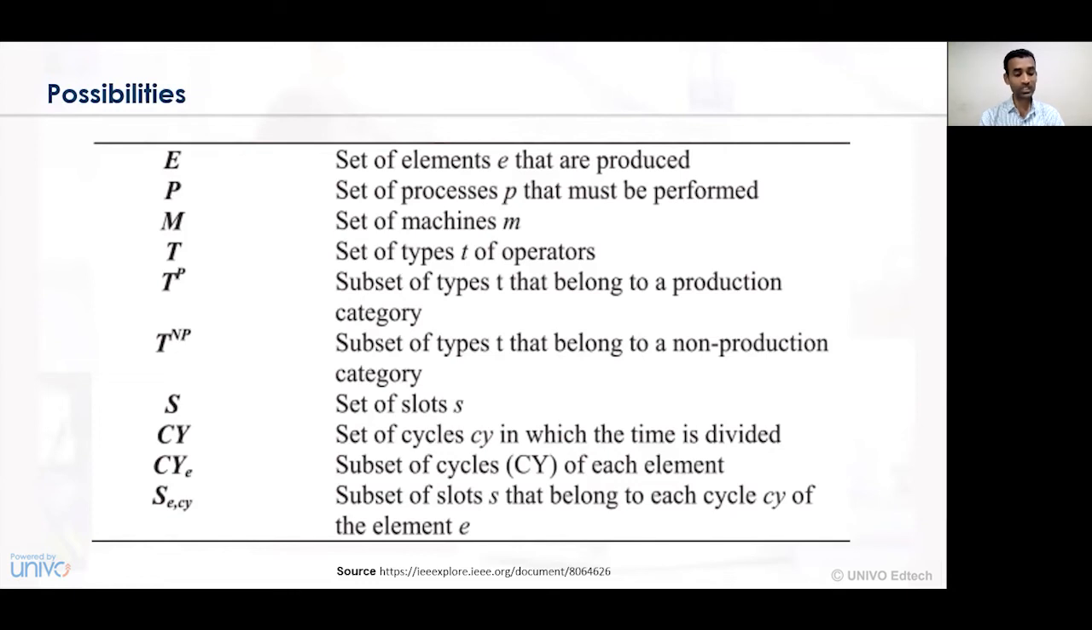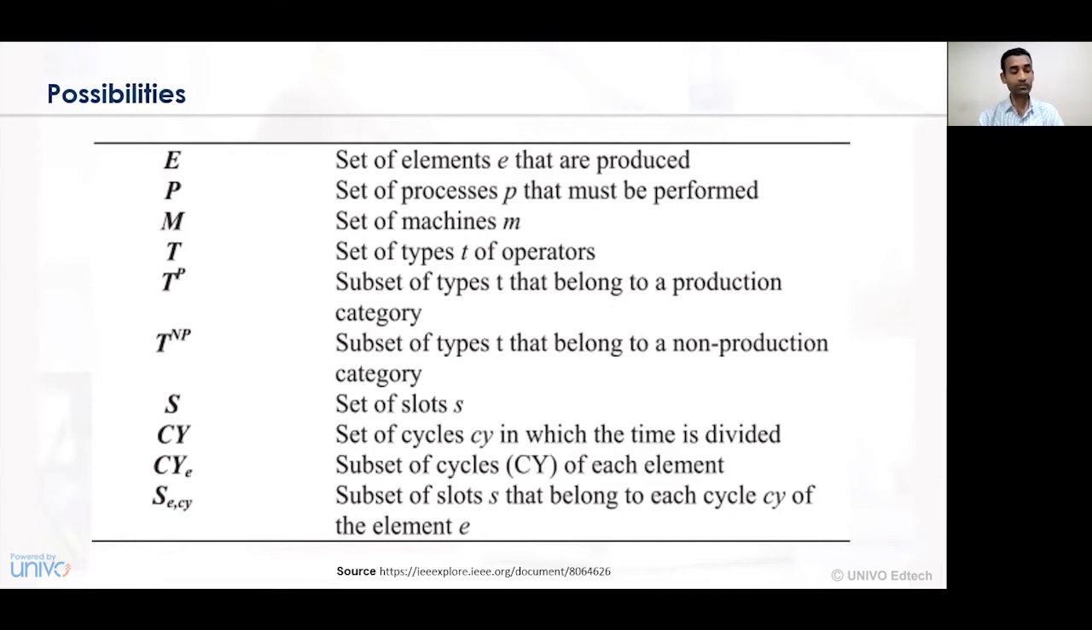The composition CY focuses on the set of cycles, that is CY, into which the time is divided. That is, how many cycles or how many work activities are conducted in a specified time period. The CYE states the subset of cycles CY of each and every individual element. And lastly, the composition S is to E CY tells about the subset of slots S that belong to each cycle CY of the element E.